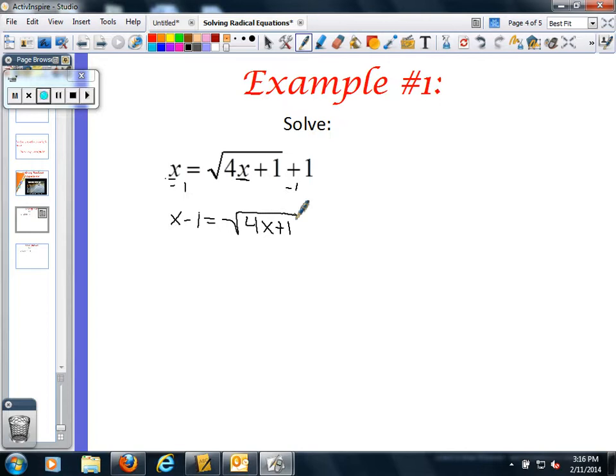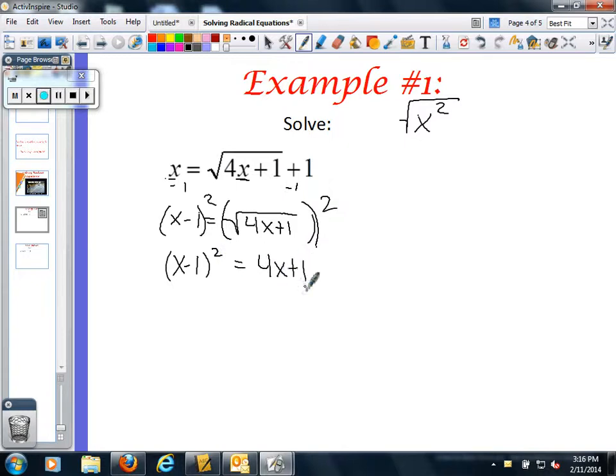Now, just like if I had a square and I needed to move that, I need to get rid of the square root this time. So instead of taking a square root for a square, I'm going to do the exact opposite here, and I'm going to square this side, which then means I'm going to square this side. So I get x minus 1 squared equals 4x plus 1.